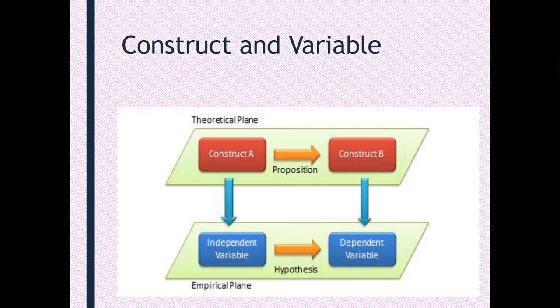Now, constructs and variables, there is a relationship, and we already saw that variables are derived from the constructs. So constructs give theory. You give some theoretical statements. You say, when the weather is warm, my performance is less. When the weather is warm, I don't perform well. That is a theoretical thing.